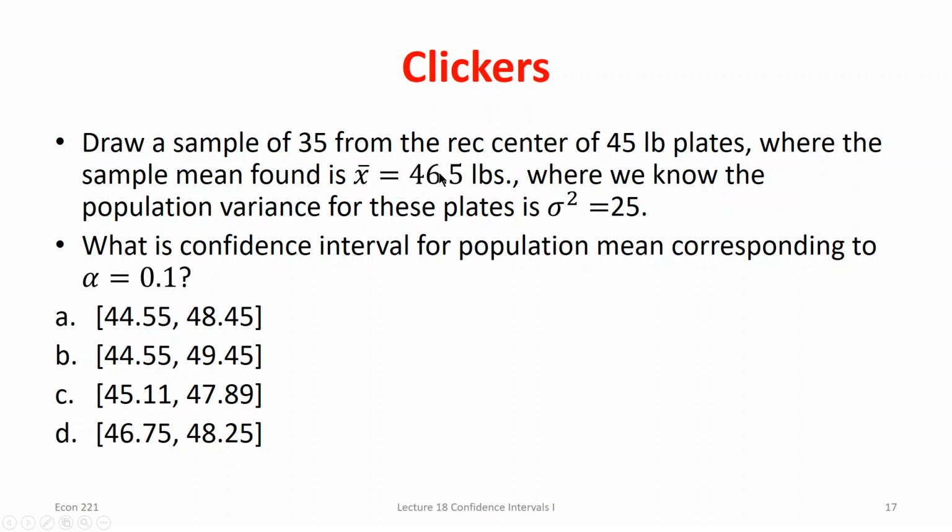These are actually heavier, right? But I only took 35 of them. Anything that's produced, the production process isn't going to be perfect for every single item, right? So it could still be that the true mean weight of all plates produced by that company was 45 pounds. Let's assume we know the production process has a variance on its machinery of 25.